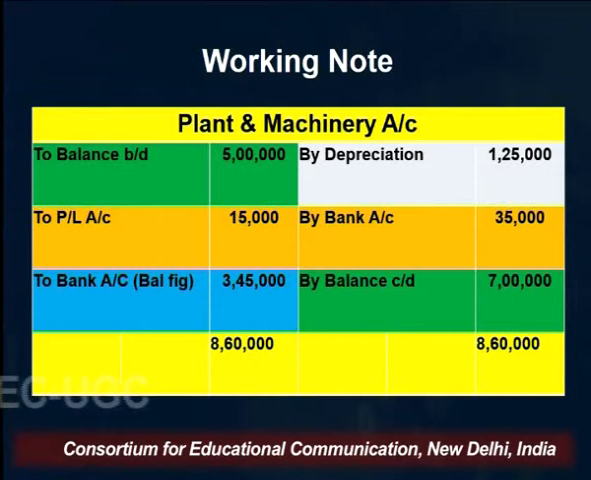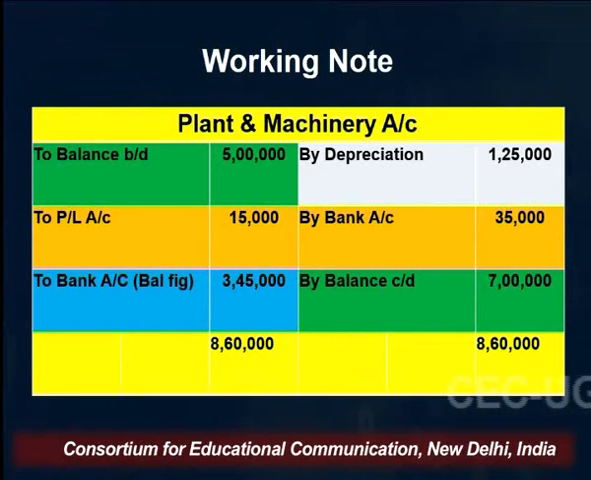Now this is what I have done. After this, we have to search for any information related to plant and machinery in the question. And here comes our point that we have to first have a look at additional information. If you look into the adjustment number 1, the first adjustment is saying that you have to charge depreciation at the rate of 25% on the opening balance of your plant. Opening balance is given here 5 lakh rupees. If you charge 25%, depreciation is 1,25,000.